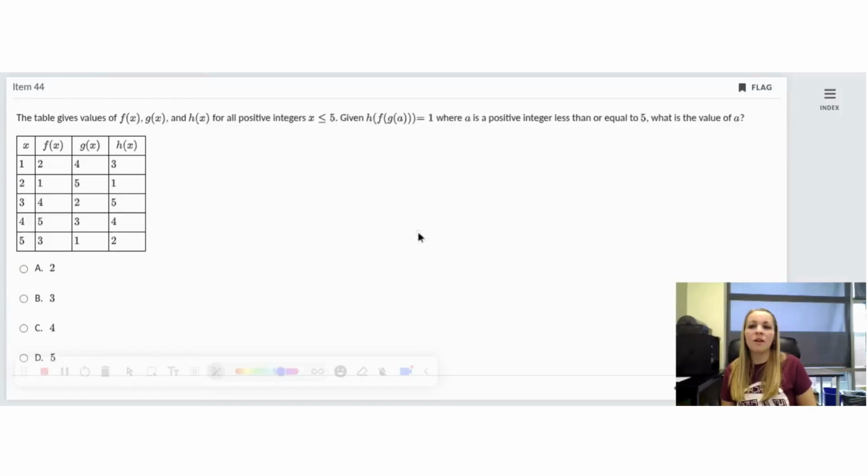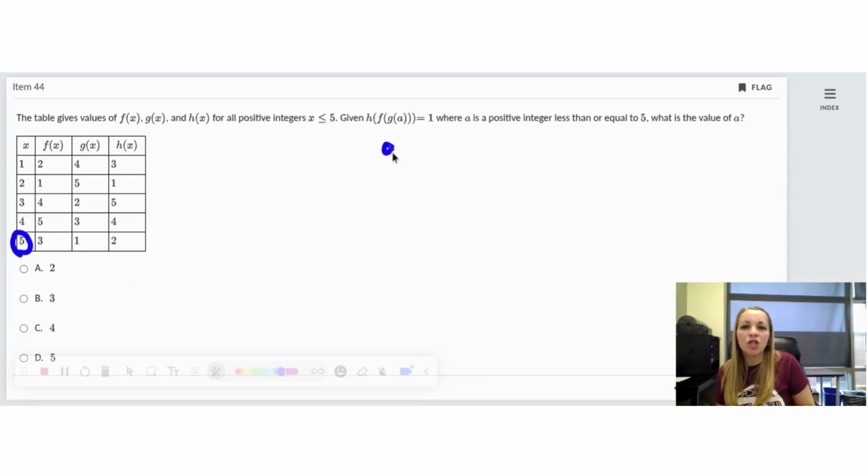Question number 44. The table gives values of f of x, g of x, and h of x for all positive integers where x is less than or equal to 5. Given h of f of g of a is equal to 1, where a is a positive integer less than or equal to 5, what is the value of a? So you're going to pick one of these x values to start with and just try it out. When working with composition of functions, you start at the middle. So I'm going to pick this number right here. I'm just going to pick the last number 5 to start.